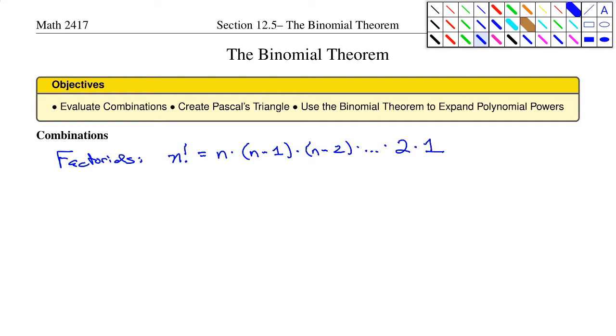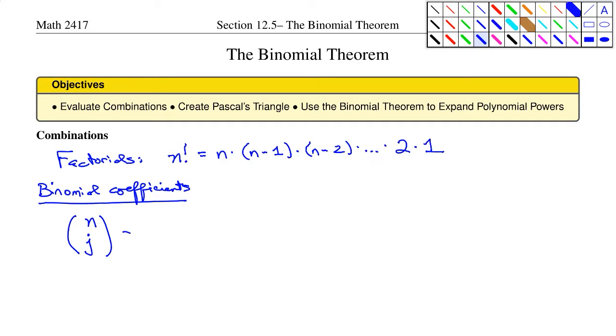Now we talk about combinations, and combinations are also called binomial coefficients. And the reason for that is this very section. We're going to use these to come up with the coefficients when we expand binomials. And the symbol for that is this. It's n choose j. It has to have the parentheses. It looks like a fraction, but there's no bar in the middle. And this is read as n choose j.